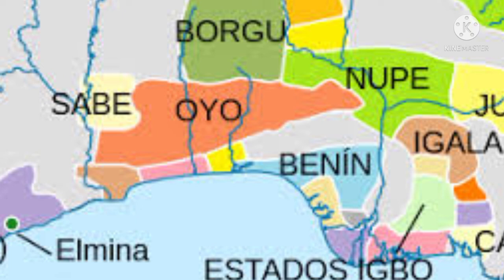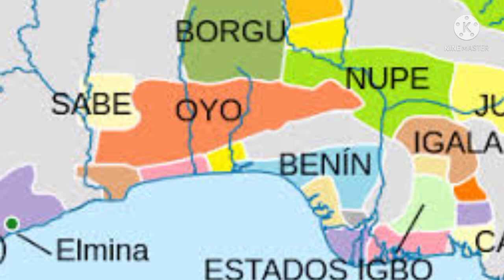So, the actions of the jihadists in the north led to the total collapse of the empire, in the sense that some of the leaders in Oyo Empire had to invite these people with the intention of using them for their own benefit. By the end of the day, the jihadists took over the control of Oyo Empire.